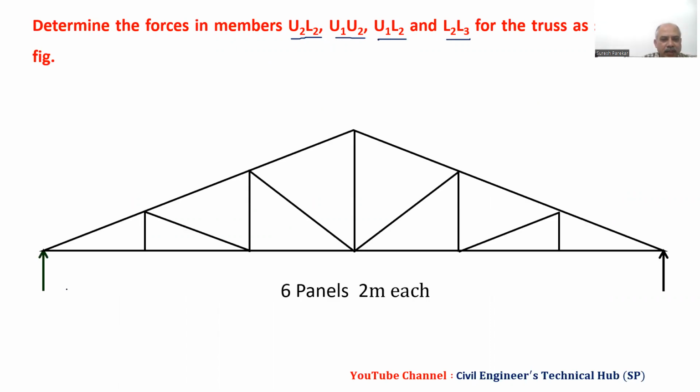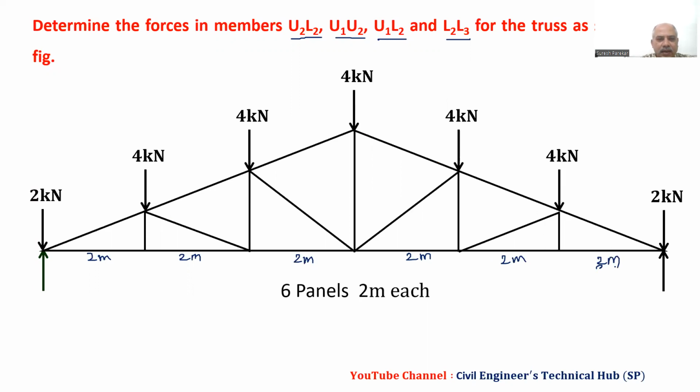There are 6 panels, 2 meters each, so 3 on the left side of center and 3 on the right side of center. Then we have forces on this: an intermediate panel load of 0.4 kilonewton and end panel load of 0.2 kilonewton. This will be the upper chord, which we have denoted by U, and the lower chord, denoted by L.